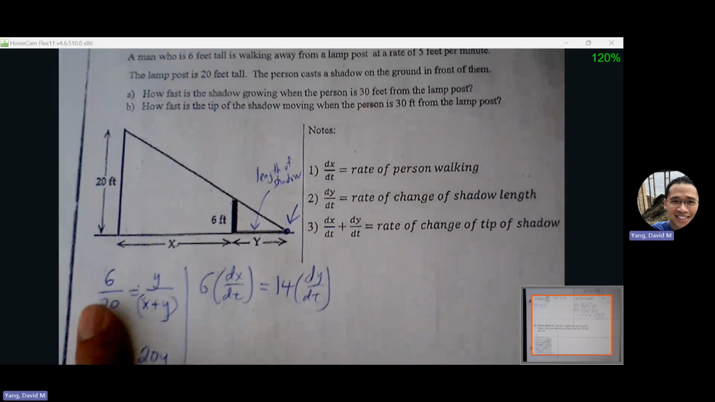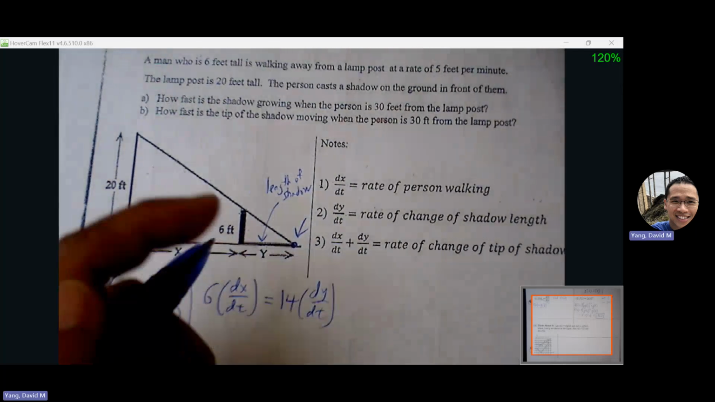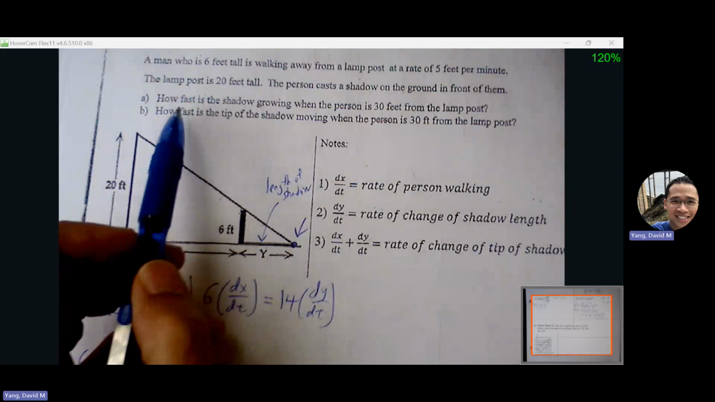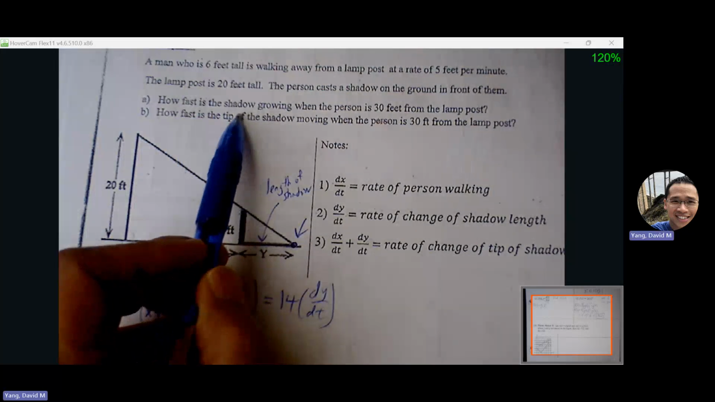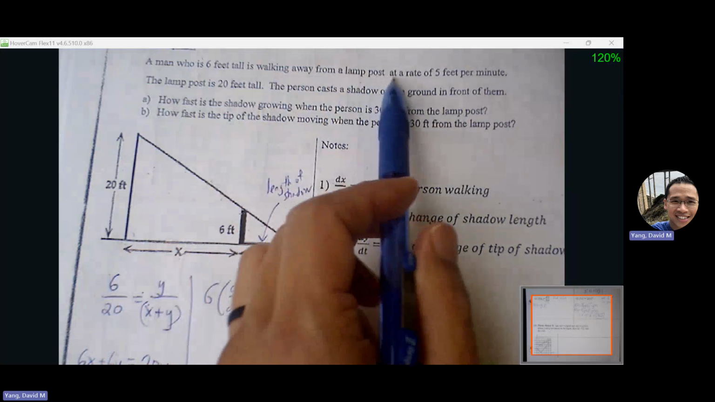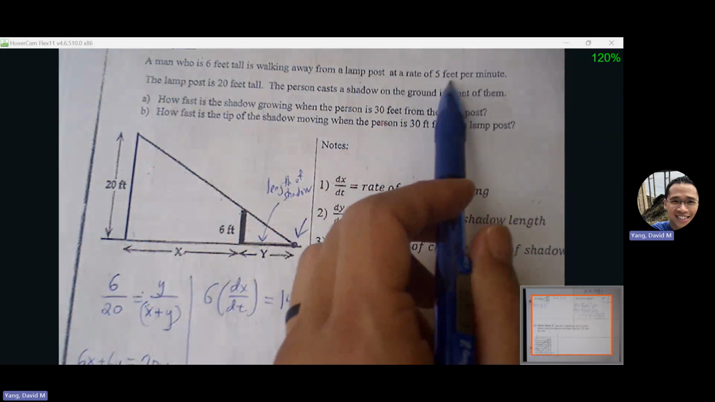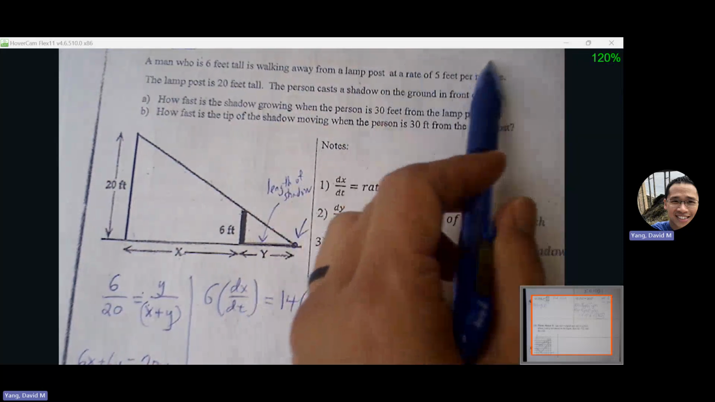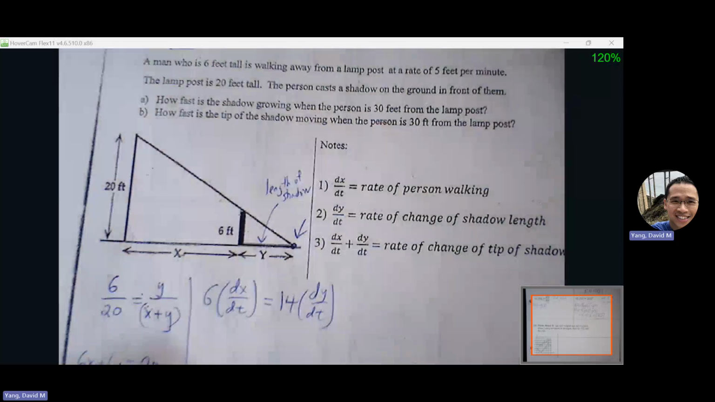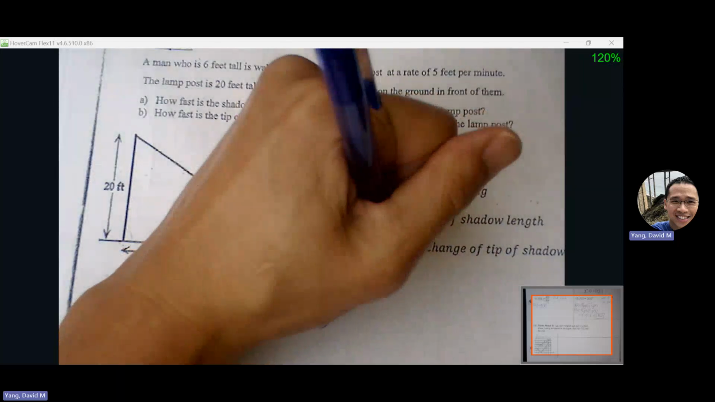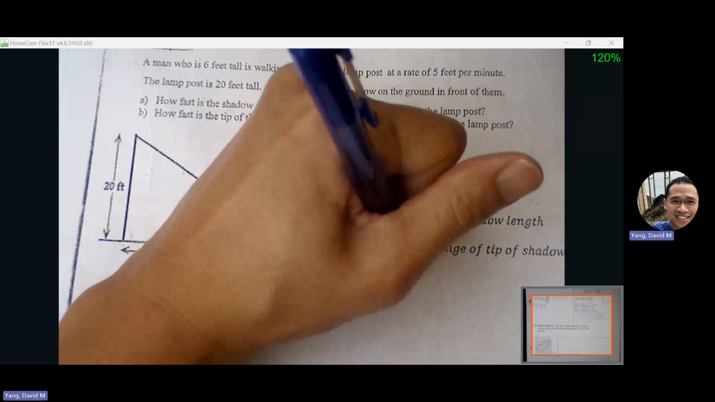So let's go back and look at the problem here. Can we assign some values to variables? Okay, part A. Let's see. The man is 6 feet tall. We have that already. He's walking away from the lamppost at a rate of 5 feet per minute. So that's dx/dt, right? And it's positive because he's walking away, so x is growing. So we know dx/dt is a positive 5.